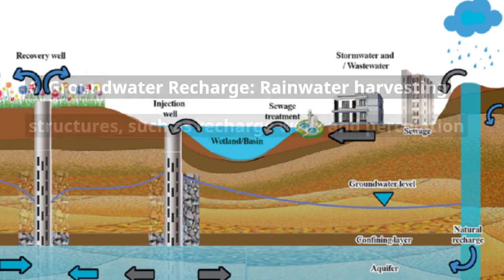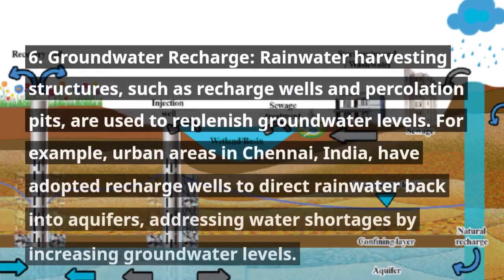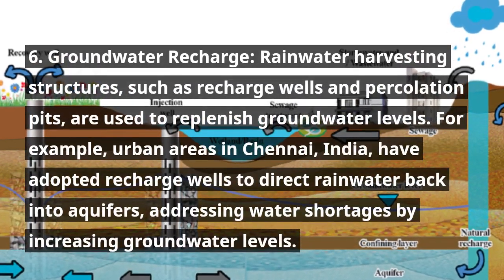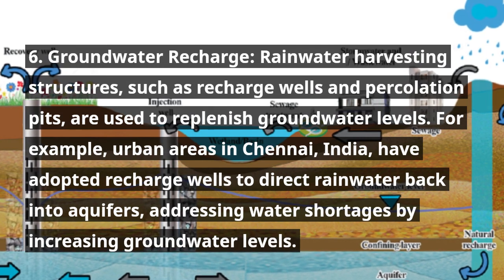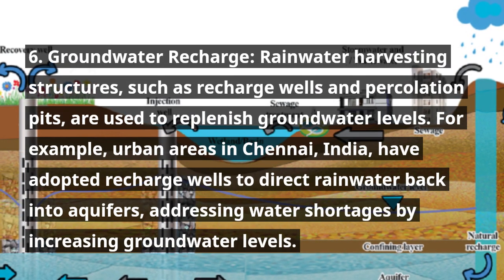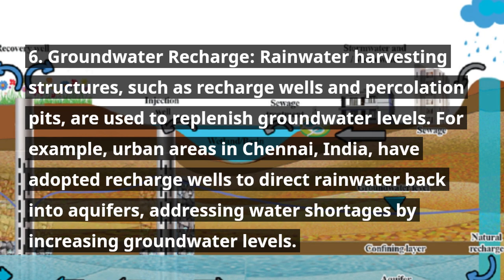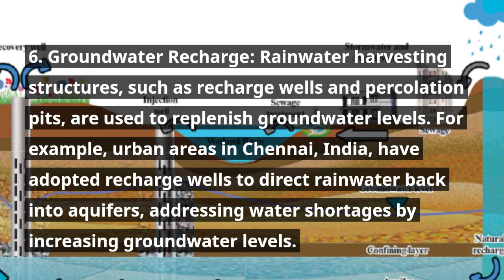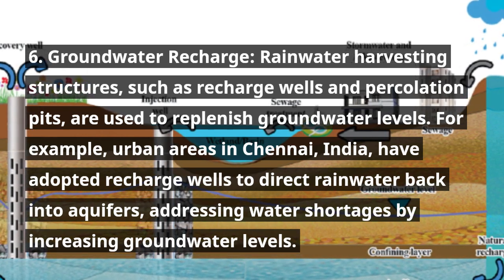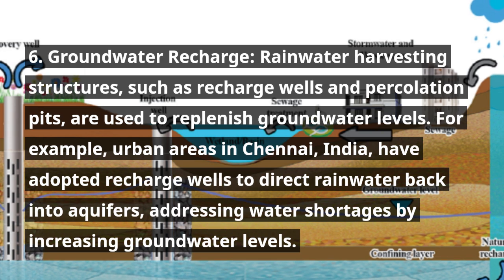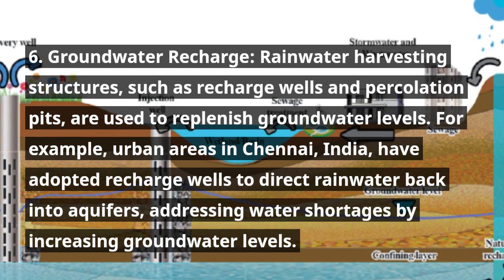6. Groundwater recharge. Rainwater harvesting structures, such as recharge wells and percolation pits, are used to replenish groundwater levels. For example, urban areas in Chennai, India, have adopted recharge wells to direct rainwater back into aquifers, addressing water shortages by increasing groundwater levels.